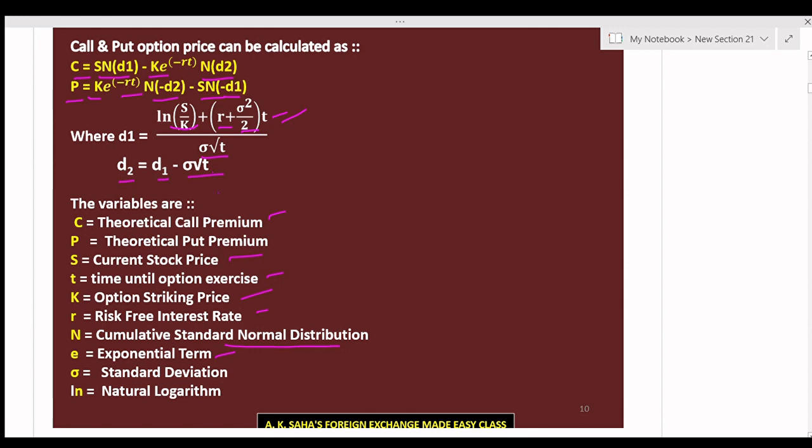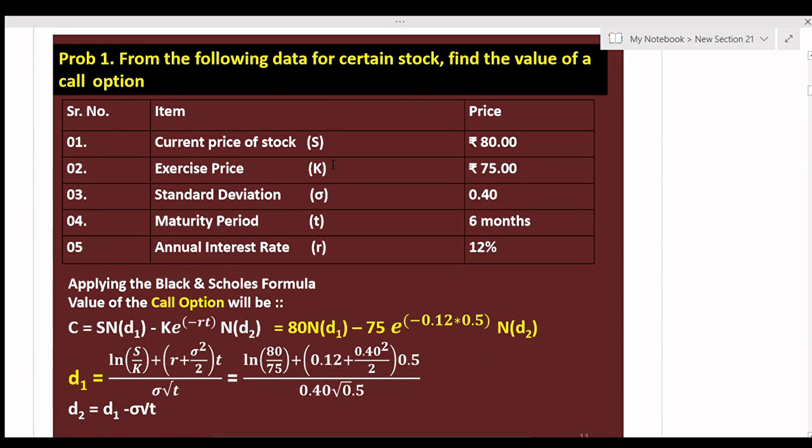Come to a problem. From the following data for a certain stock, find the value of the call option. What is given? Stock price S is given as rupees 80. Exercise price K is given as 75. Standard deviation sigma is given as 40%. Maturity period T is given as 6 months. And annual risk-free interest rate R is equal to 12%.